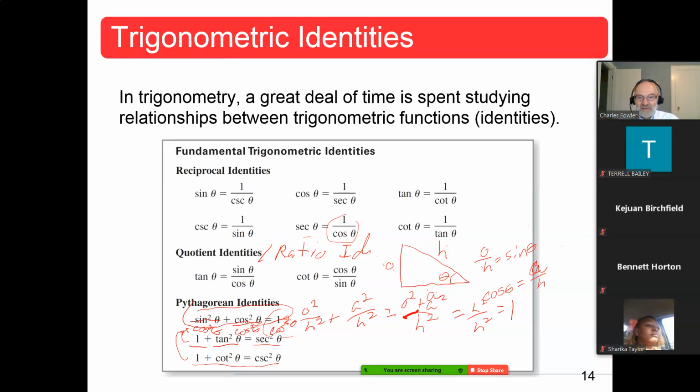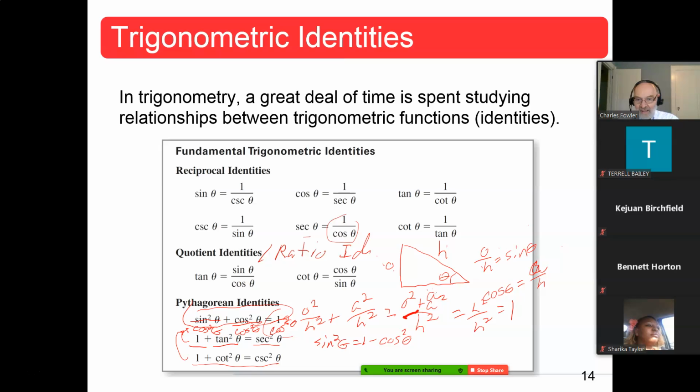Now, I wish I could erase the screen because I want to show you some other things. Here's a few others. What if we subtracted cosine squared from both sides? That would give us sine squared is equal to 1 minus cosine squared. And guess what? We could take the square root of both sides and have sine is equal to the square root of 1 minus cosine squared. Of course, with that, you have to have a plus or minus in front. But if you're guaranteed to be in the first quadrant, you can leave it plus.